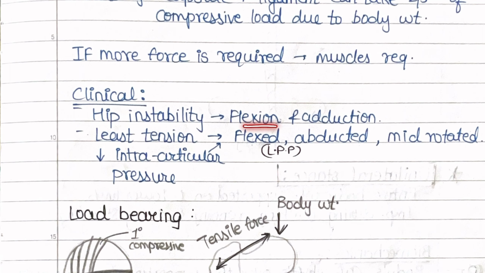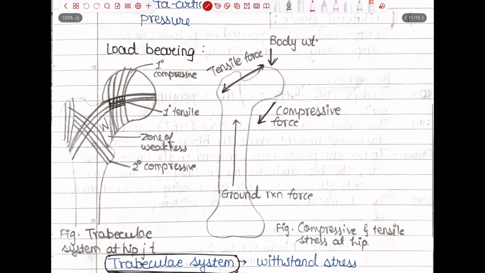Clinically, flexion and adduction cause hip instability, and least tension is there in the loose pack position, as we discussed in the starting of the video, when there is hip flexion, abduction and medial rotation. This is known as frog position, as I mentioned. Intra-articular pressure decreases in this loose pack position and there is less tension. So now comes the load bearing.